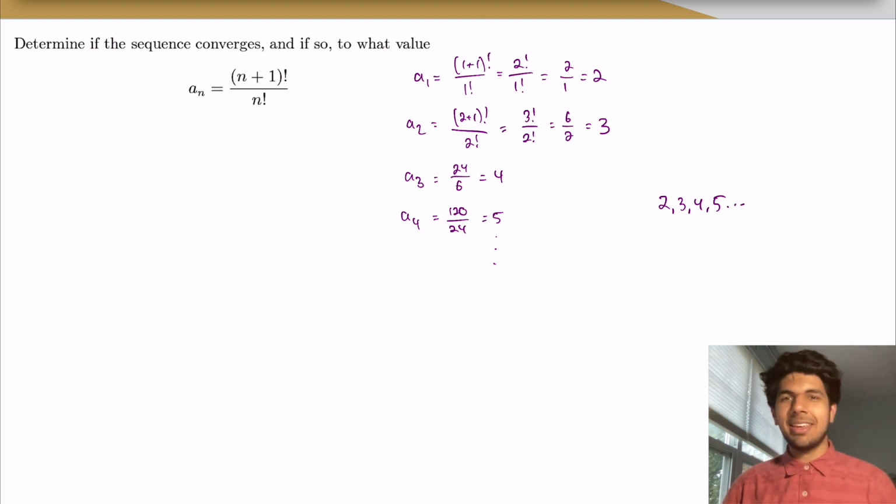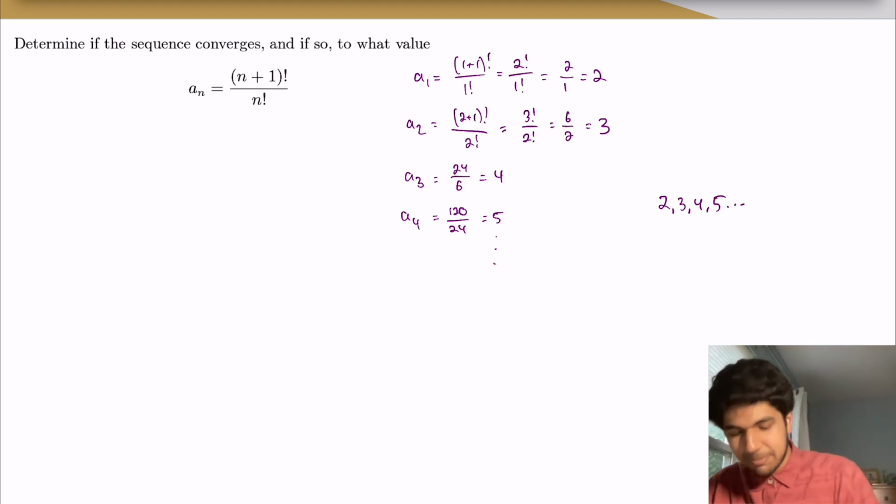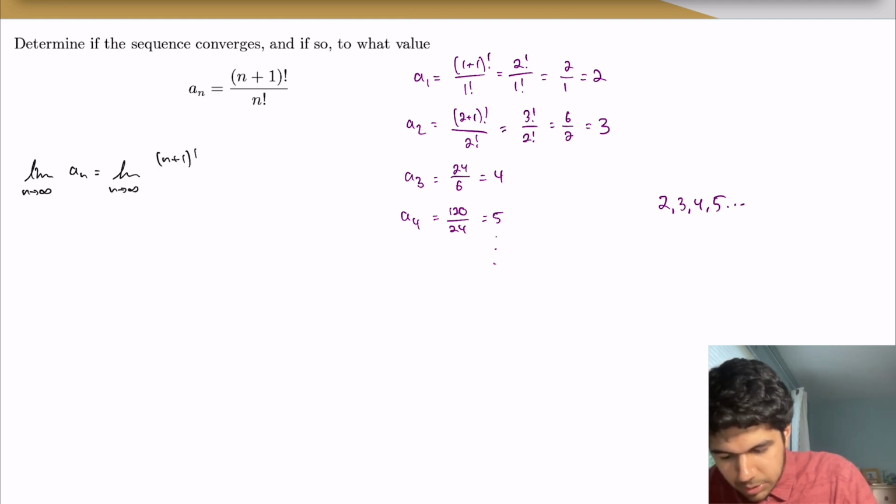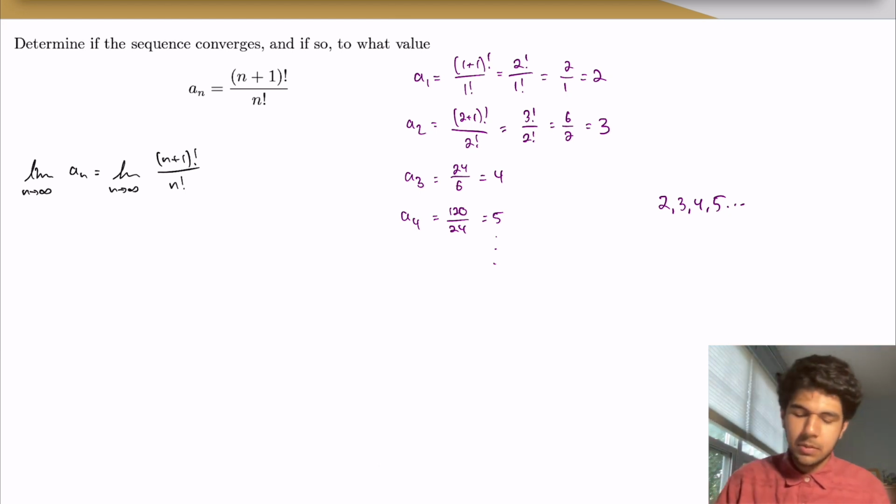So we should be thinking that maybe this sequence won't converge, because we're just going upwards and upwards, probably to infinity. But in order to prove our hypothesis, we should compute it mathematically. And to do that, we have to compute the limit as n approaches infinity of a sub n, which is equal to the limit as n approaches infinity of (n plus 1) factorial over n factorial.